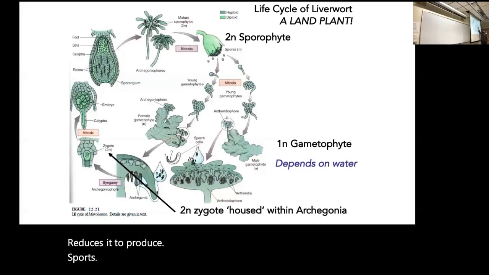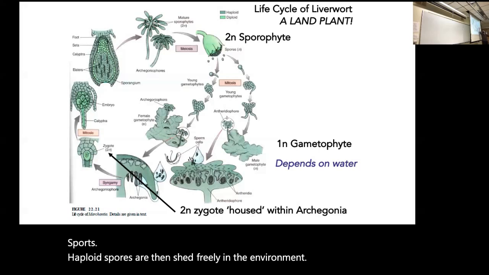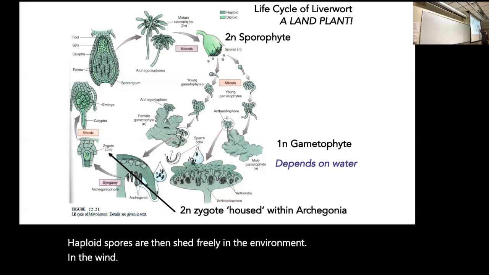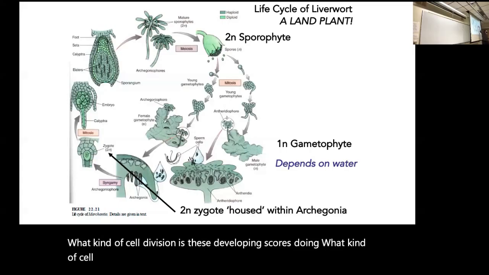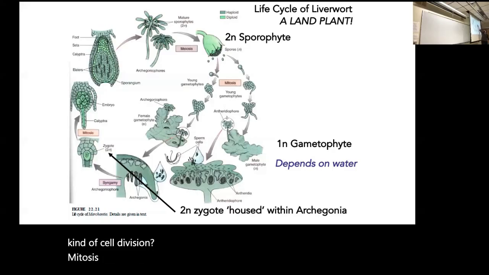Okay? Haploid spores are then shed freely in the environment, in the wind. They land, undergo cell division. What kind of cell division are these developing spores doing? Mitosis, very good. Mitosis, we have a growing gametophyte via mitosis.